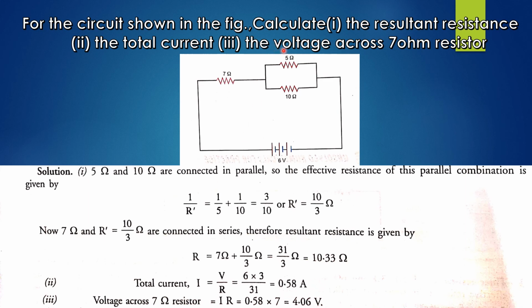Next we have to calculate the voltage across the 7 ohm resistor. Again V equals I into R. The I value we have calculated, that is 0.58, and R, since we have to calculate voltage for the 7 ohm resistor, therefore equals 0.58 into 7, which gives us 4.06 volt.